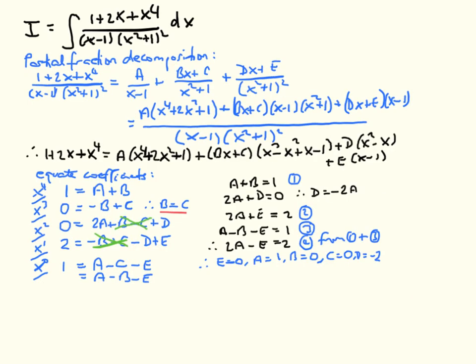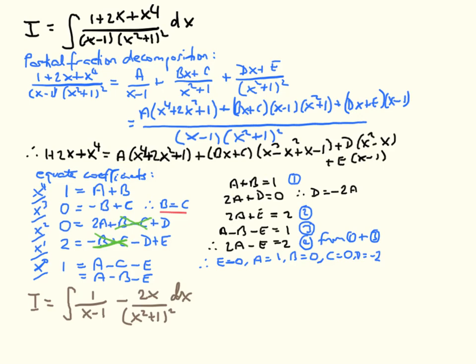So what we've seen is that our integral I is equal to the integral of a over x minus 1, but a is 1 over x minus 1. And then we have b and c here, but we've seen that b and c both vanish. We have d times x, and d is minus 2, so we have minus 2x over x squared plus 1 squared. And e also vanishes, this term, so that's it. So this is our integral.